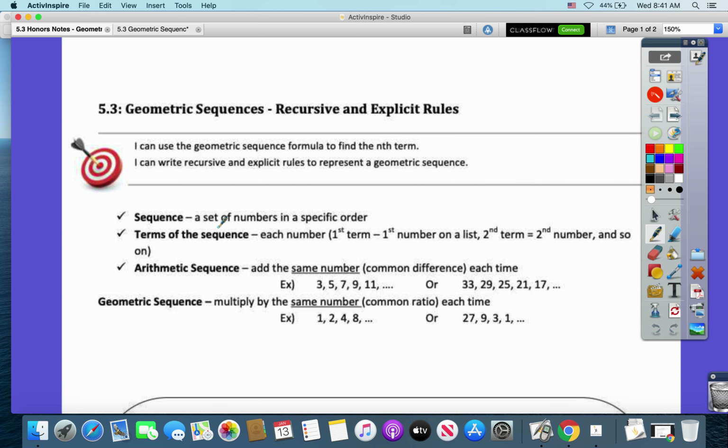A sequence is just a set of numbers in a specific order. Terms of the sequence just means every number in that list of numbers that we have. And arithmetic sequence means we're adding the same number, or the common difference, every time. Now we're looking at geometric sequences where we are multiplying by the same number, which we call our common ratio, every single time. So there's a couple examples of what those will look like there.